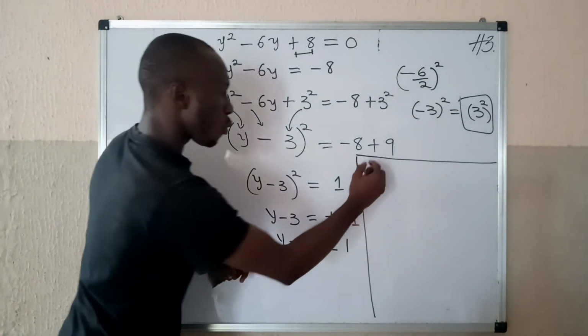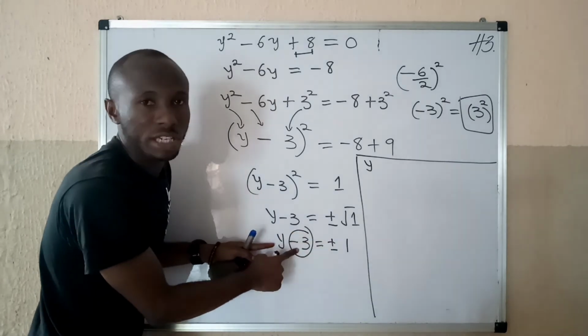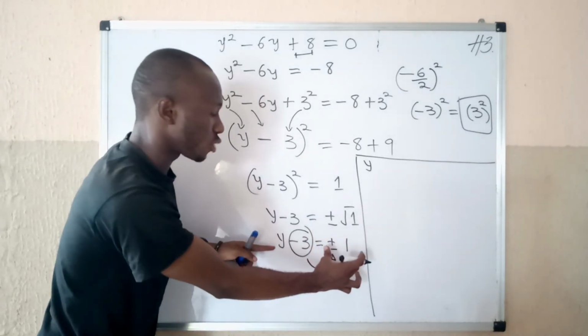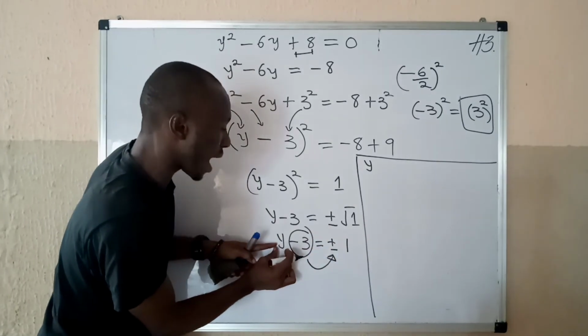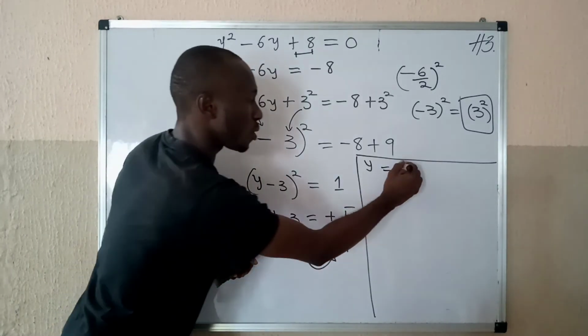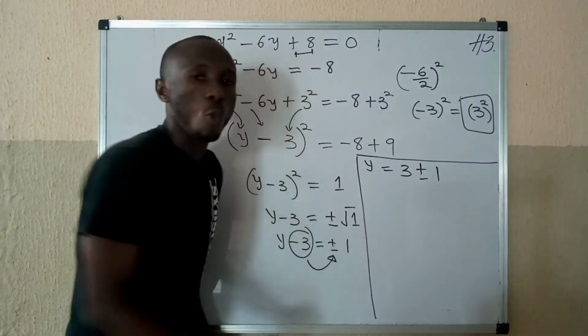Now we take it over to this side of the board. We have y, we collect like terms. This negative 3 does not belong here. It needs to go over to this side of the equation. So we will be left with y is equal to, when it crosses over, it becomes a positive 3, then we have plus or minus 1.